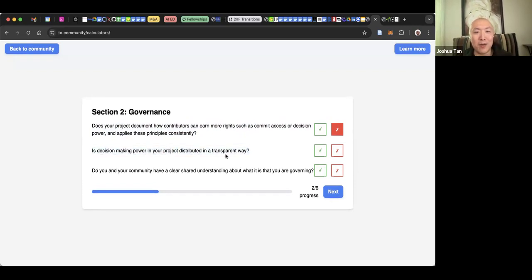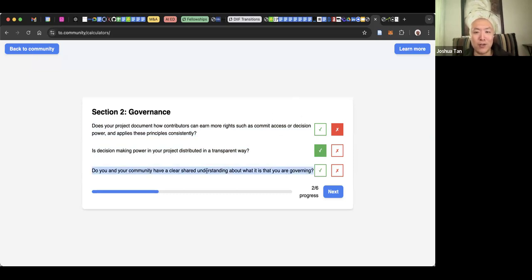Is decision-making power in your project distributed in a transparent way? I mean, we do have a hierarchy in that sense because of the company, right? Otherwise, anybody can submit what's called a DAO IP, a technical specification. And I think that is fairly clear. Actually, it's all written up in DAO IP1, which specifies how that system works. So yes. But weirdly enough, not at the editorial level, not at the GitHub permissions level.